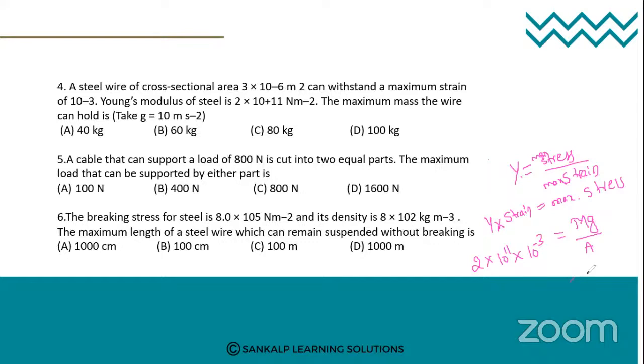So mass is alone, and transfer all the other terms, students. So here it becomes 2 into 10 raised to 11 minus 3. 11 minus 3 will be 8, 10 to the power of 8. Then next into area. Area is 3 into 10 raised to -6, upon acceleration due to gravity, which is 10. Do the simplification and you will get the answer: 60 kg. Option B.